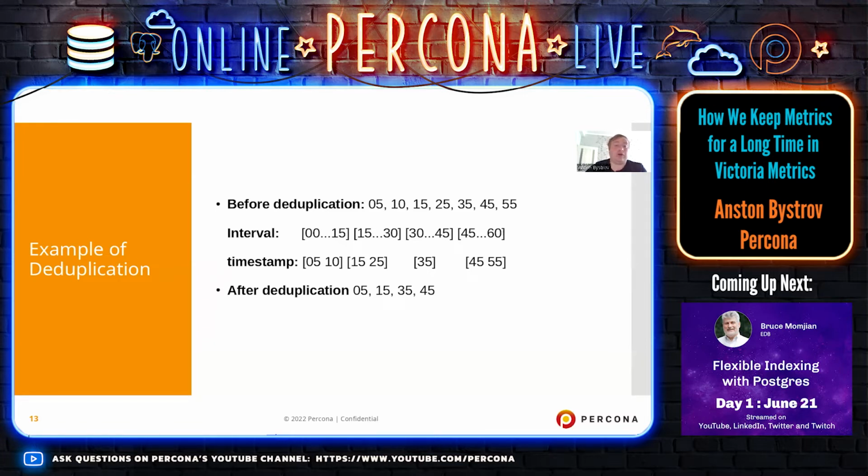In these intervals, we have some data points. The first is 5 seconds and 10 seconds. Second is 15 seconds and 25 seconds. Third is 35 seconds, and the fourth is 45 seconds and 55 seconds. And VictoriaMetrics keeps only the first data point. After the deduplication, we can see only 4 data points: 5, 15, 35, and 45. And the data point at 25 seconds is lost.